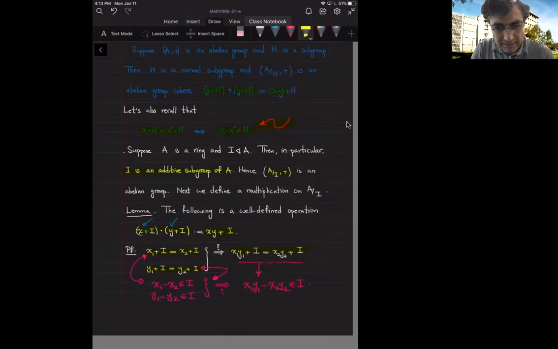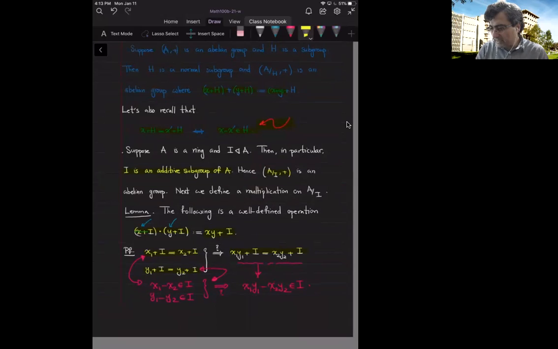Okay, working with cosets is not that easy. Let's use the implication that we have over here and write the same implications in terms of elements. Saying that x1 plus I is the same as x2 plus I is equivalent to saying that x1 minus x2 belongs to I. And similarly, this next condition is the same as saying y1 minus y2 belongs to I. Now, what we want to conclude is that the difference between x1y1 and x2y2 belongs to the ideal I. So that's our target, that's our goal.